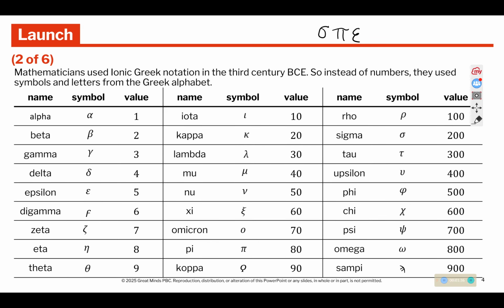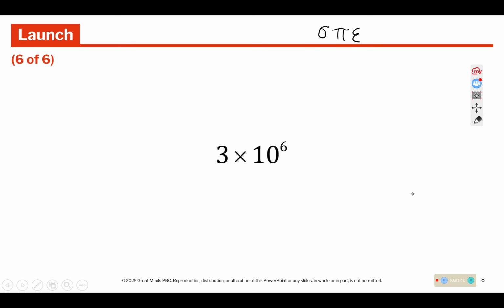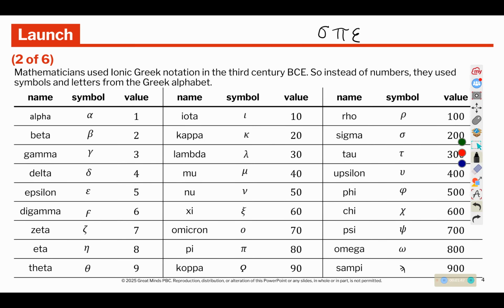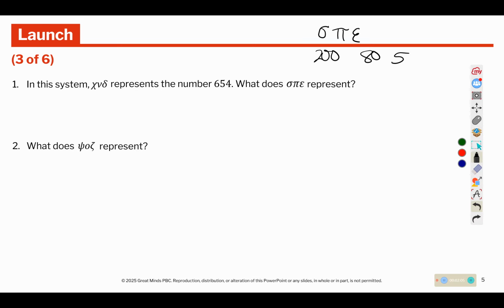So looking at this first one, looking for that symbol, we see it is sigma, which represents 200. This next symbol is called pi, which represents 80. And then the third symbol is epsilon, which represents 5. So this would represent 285.